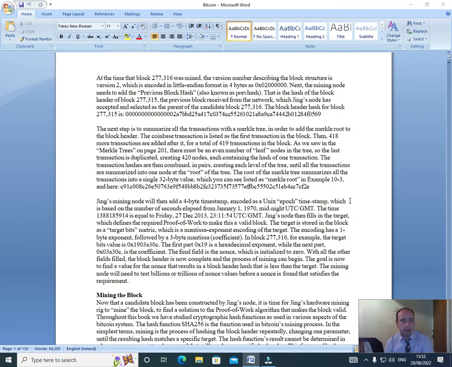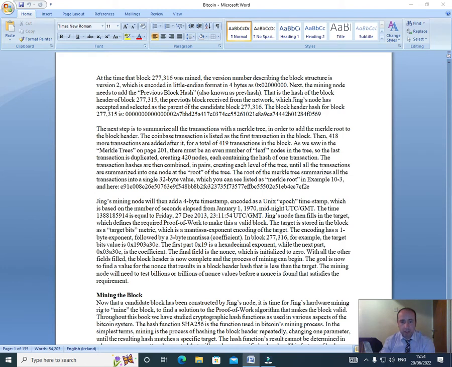At the time that block 277316 was mined, the version number describing the block structure is version 2, which is encoded in little endian format in 4 bytes as 0x02000000. Next, the mining node needed to add the previous block hash, also known as prev hash.